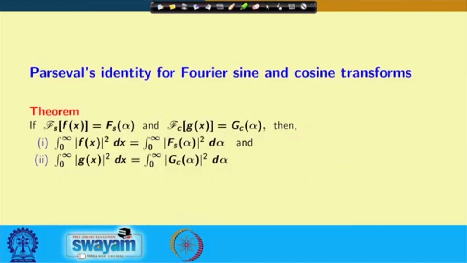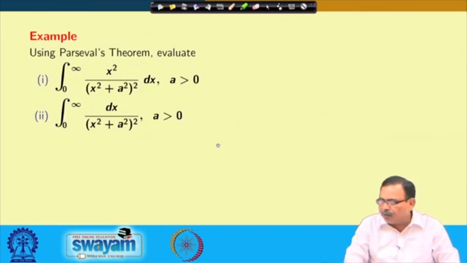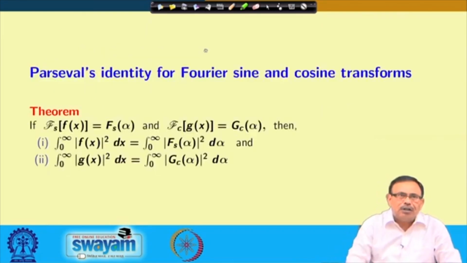So, the Parseval's identity for Fourier sine and cosine transform, the corresponding theorem is: if the Fourier sine transform of f(x) is F_s(alpha) and the Fourier cosine transform of g(x) is G_c(alpha), then the integral from 0 to infinity of |f(x)|^2 dx equals the integral from 0 to infinity of |F_s(alpha)|^2 d alpha, and similarly the integral from 0 to infinity of |g(x)|^2 dx equals the integral from 0 to infinity of |G_c(alpha)|^2 d alpha.